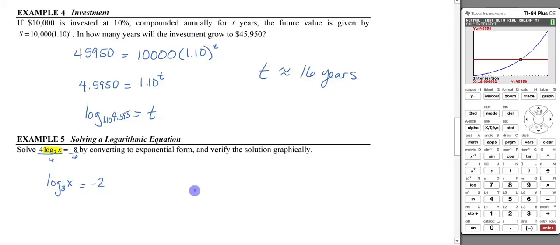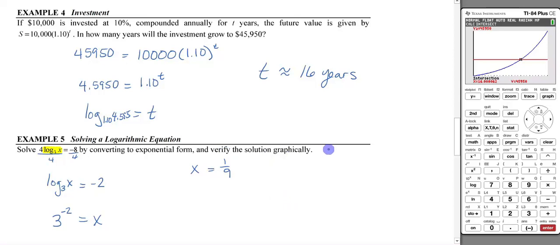And we've come to the end of what we can do with logarithms. We've isolated the log, so let's change to exponential form. Exponential form is going to be the base 3. Remember, a log is an exponent, so your exponent on that base is -2 equals the argument of the log. We're going to get 1/9 there.